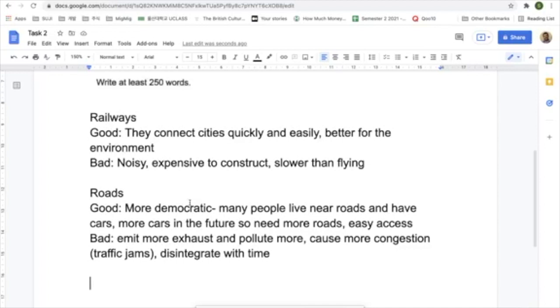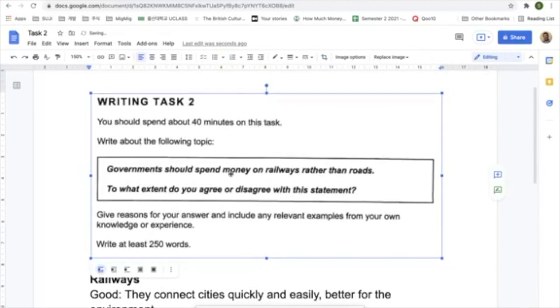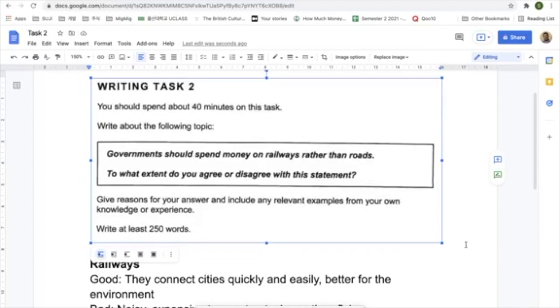Now, we have our brainstorm here, guys. So we've got railways here. I'm just going to put that in bold. And we've got roads here. So here's our question. Let's go back and take a look. Governments should spend money on railways rather than roads. To what extent do you agree or disagree with this statement? Now I'm going to start writing.